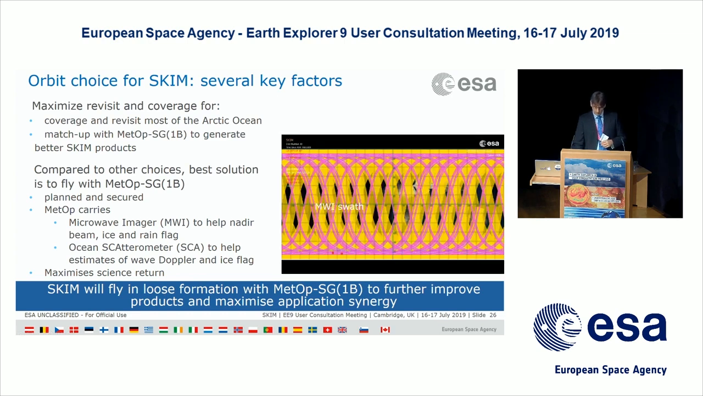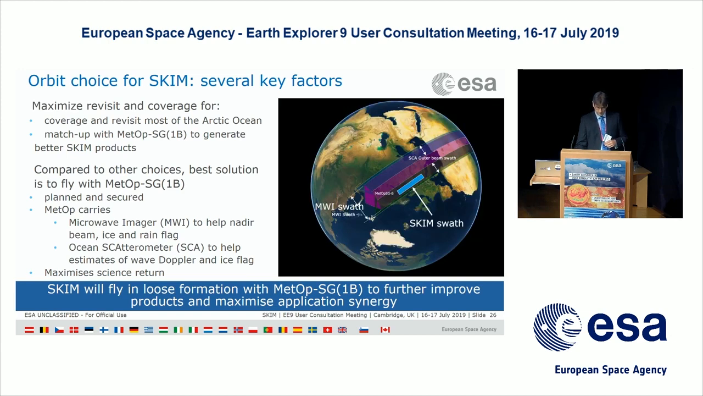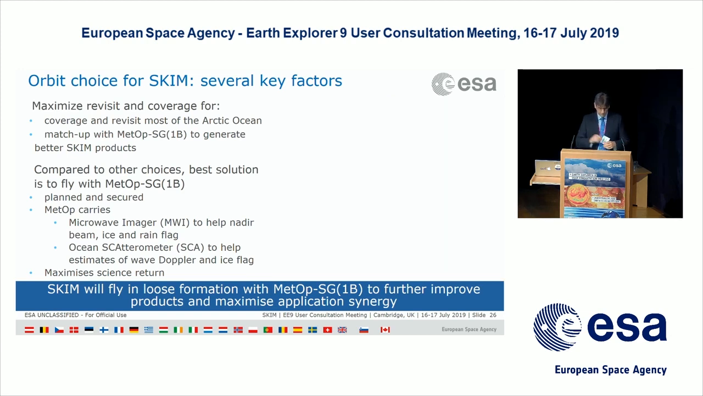So you'll see the animation later in the talk by Egil David, but essentially the MWI is a microwave imager that will give us some measurements of the wet tropospheric corrections for the nadir altimeter, and will also help us to flag the ice and rain. And the ocean scatterometer will help us estimate the wave Doppler and flag for the ice. And the combination of SCA and SKIM will be very interesting for other science applications, especially on the air-sea fluxes, as was mentioned by Jamie Shutler.